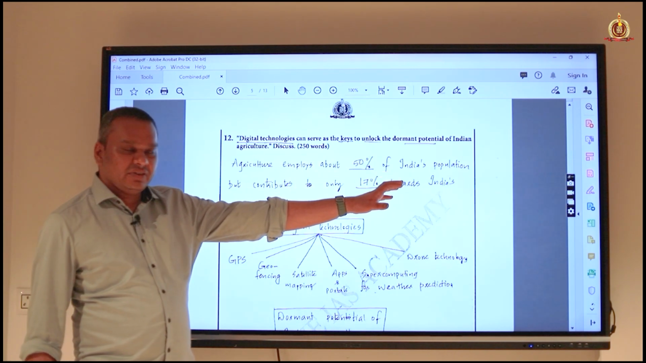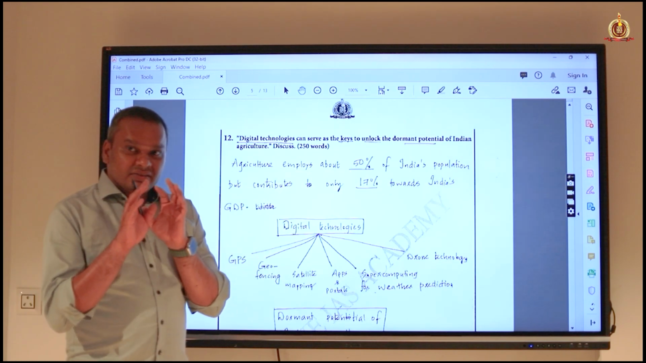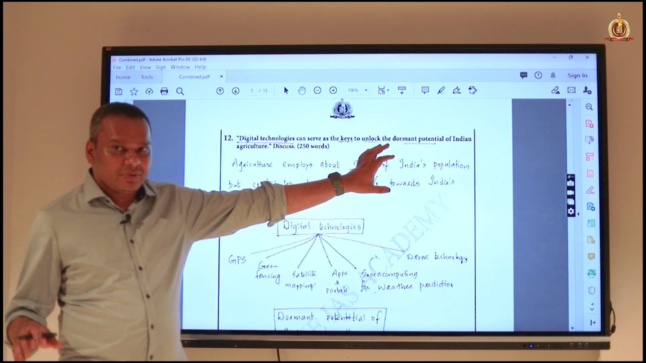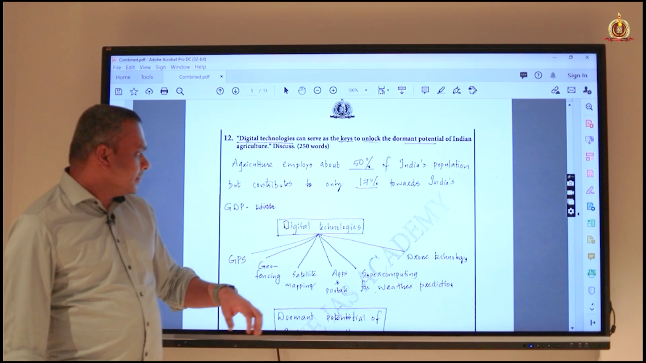So again, it starts with very simple stuff. Agriculture employs about 50% of India's population and contributes 17% to India's GDP. Again, something which most people know. The agriculture 50% stat is something you can throw around. She starts with that.